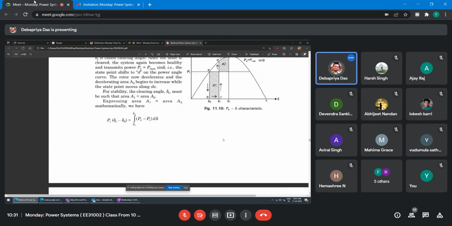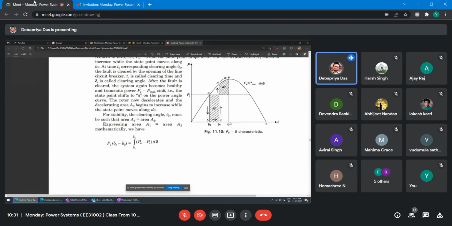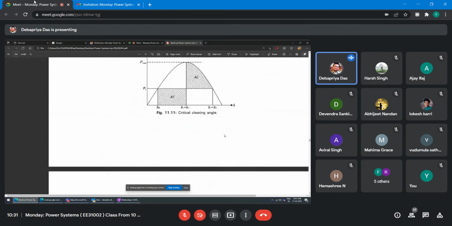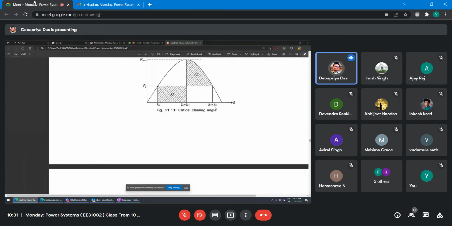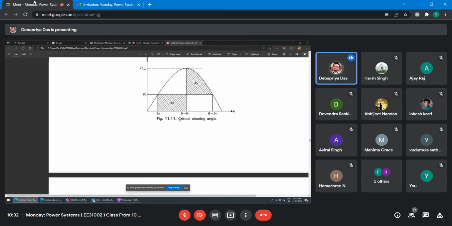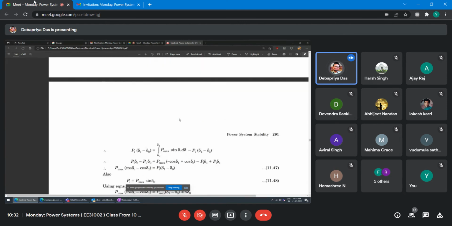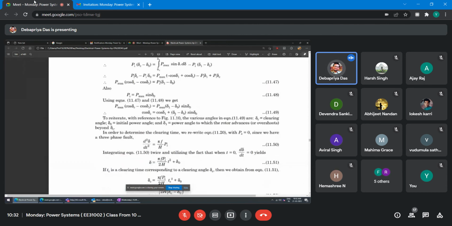In this equation, you have delta 1. Now delta 1 can go maximum up to delta M. That's why it is written delta 1 is equal to delta M, and delta M is equal to pi minus delta 0 from the symmetry, right? So in this equation, whatever this equation 49, you substitute those things, right?